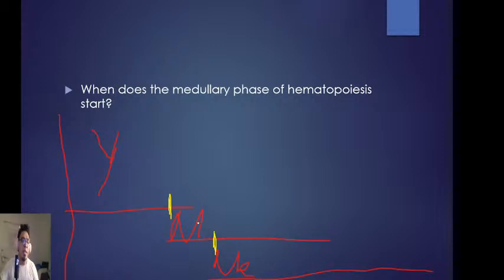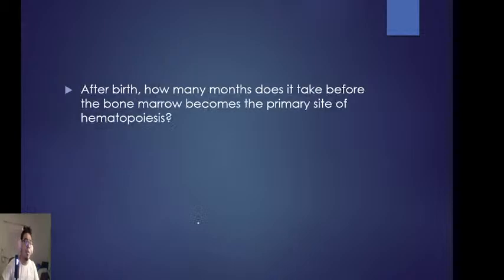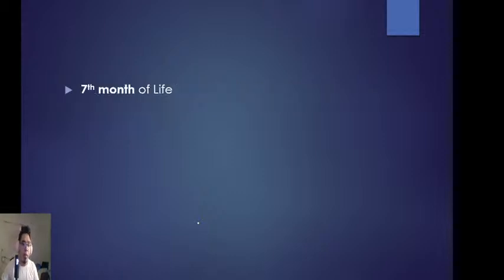So the human body is not very straightforward. Medyo complicated siya. Okay? Now, fifth month of fetal development. After birth, how many months does it take for the bone marrow to become the primary site of hematopoiesis? It's going to be at the 7th month of life.